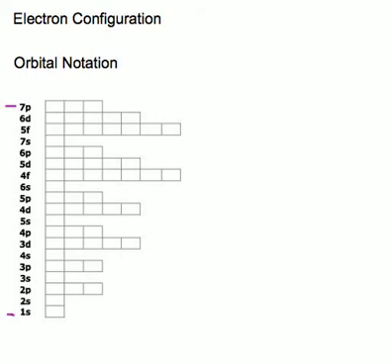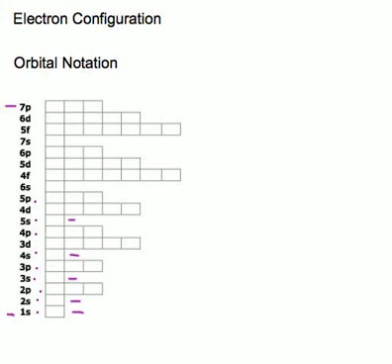There are a few things I want you to notice about this diagram. The first is to look for the pattern of the boxes. Notice that every single time we have an s, it doesn't matter what the number is in front of it, 1s, 2s, 3s, 4s, 5s, it's always one box. So the s subshell comes with one orbital. So s's come in sets of one orbital.